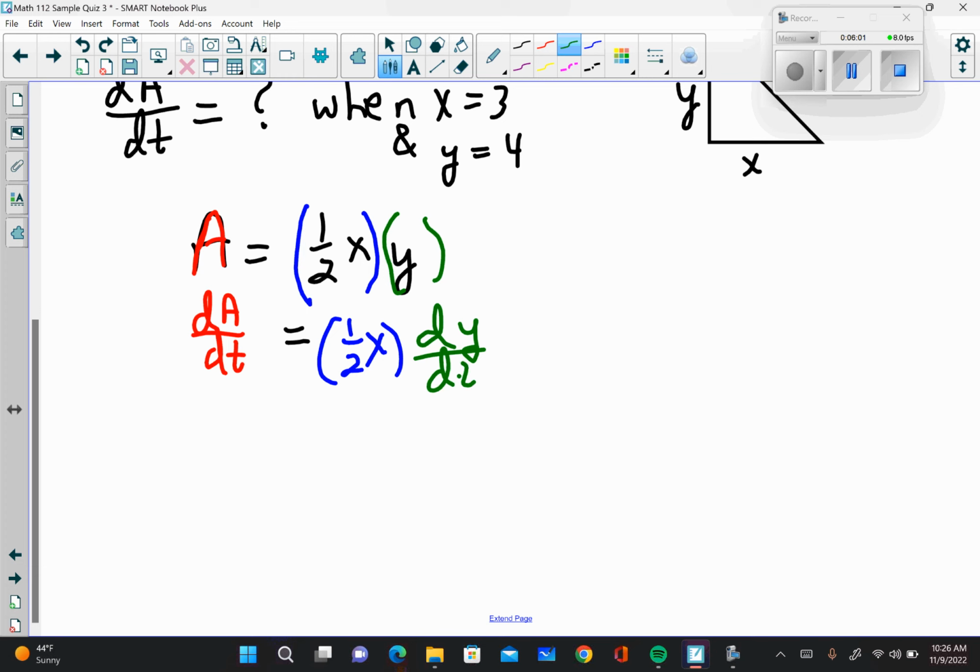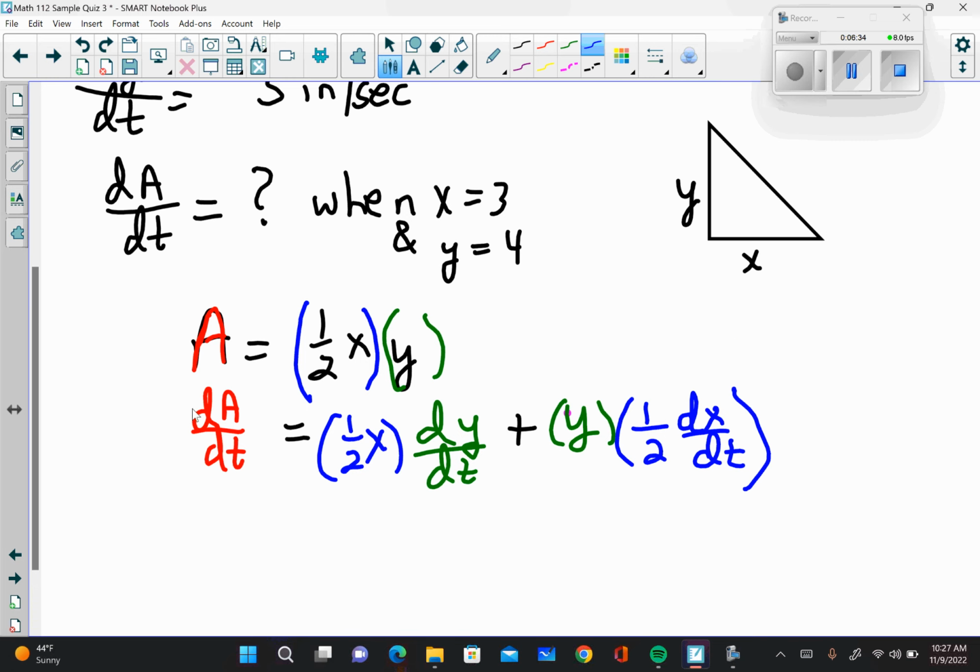These are with respect to time, plus the second times the derivative of the first. The derivative of 1/2 x is not 1/2. It's 1/2 times the derivative of x with respect to time. If it was derivative with respect to x, I wouldn't write that because it would have been dx over dx. All derivatives and related rates are with respect to time.